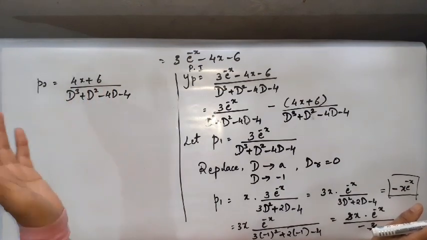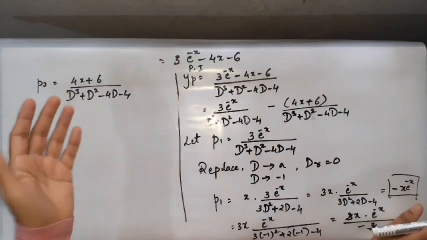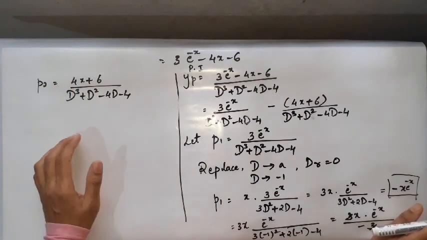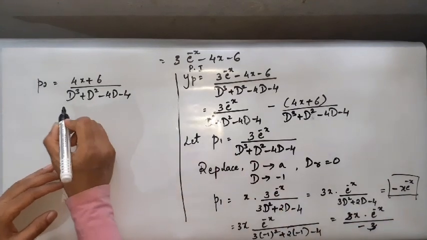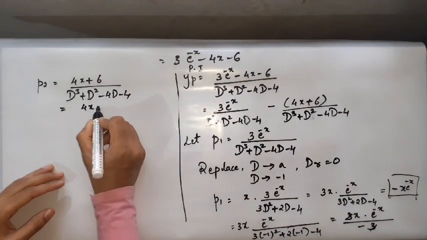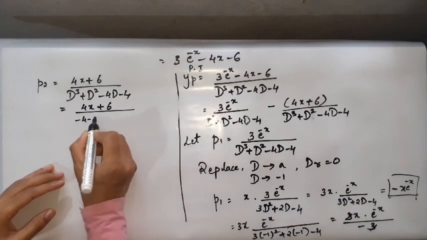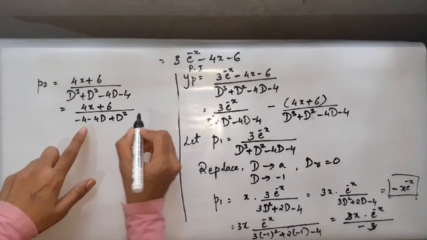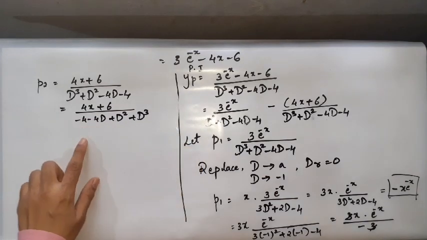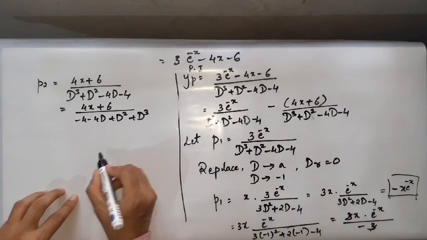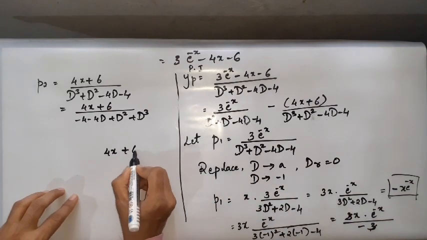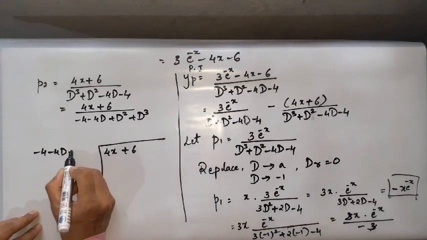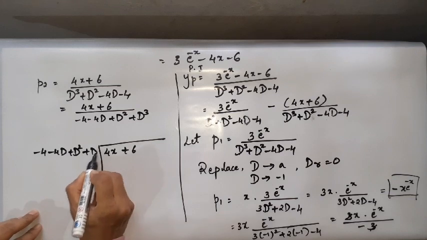So what do you do? You write the numerator in the descending power of x. Previous session we have already learnt it. You write the numerator in the descending powers of x and write the denominator in the ascending powers of d. So let us do that same thing here. So it is 4x plus 6 divided by minus 4 minus 4d, because there is no d here. Here there is d, here there is d square. Finally plus d cube. Now let us go by division process. 4x plus 6 divided throughout by minus 4 minus 4d plus d square plus d cube.